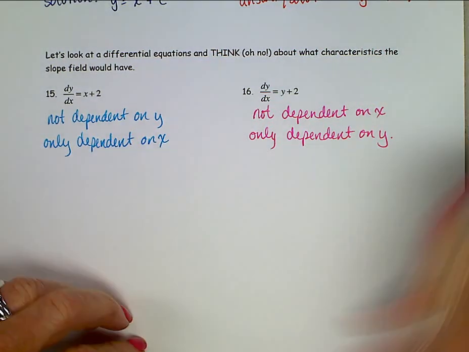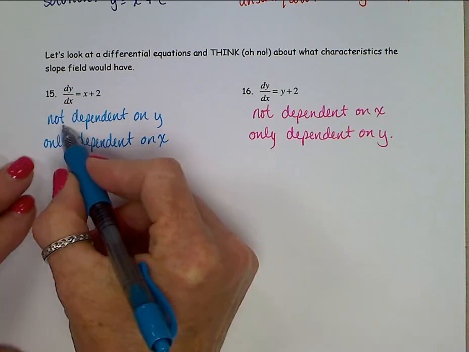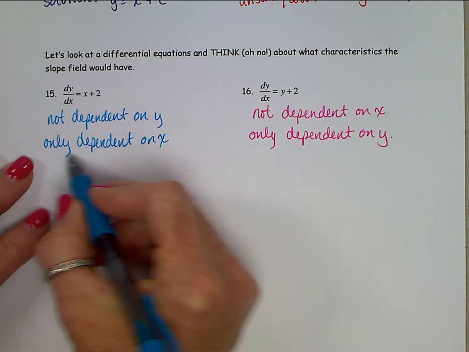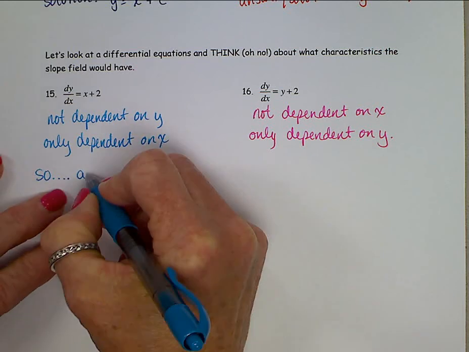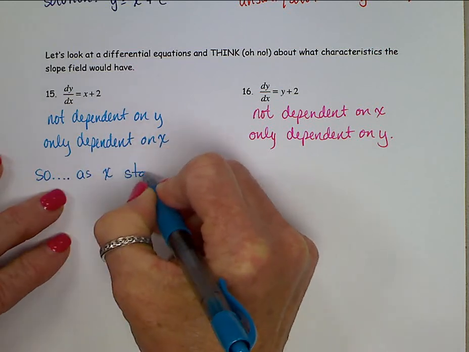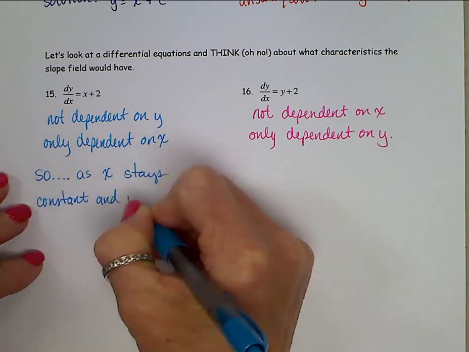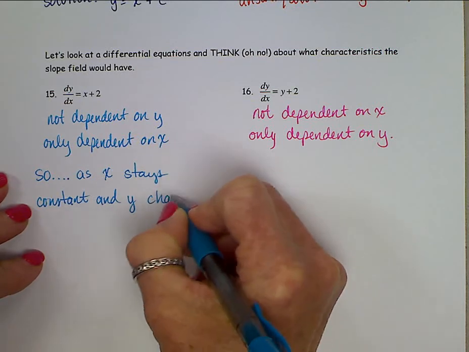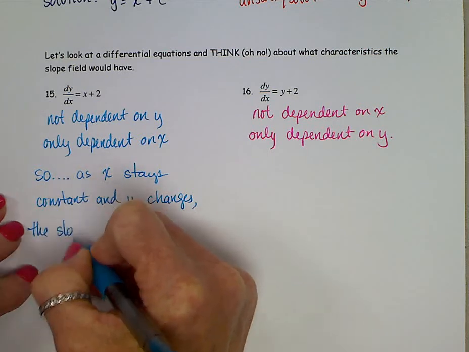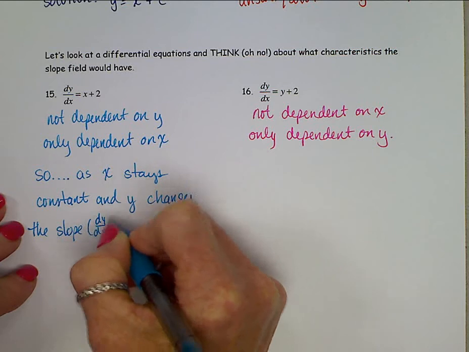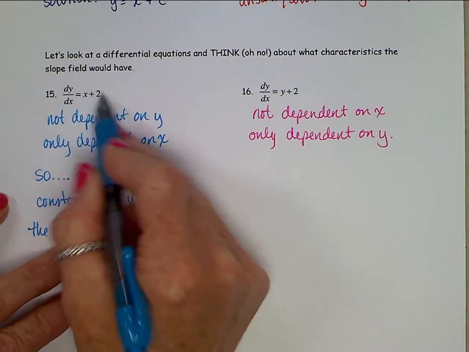Okay, so with that, let's go ahead and investigate these a little bit further. What does this mean when a derivative is not dependent on y, it's only dependent on x? That means that as x stays constant, and y changes, the slope dy dx also remains constant because that's not dependent on what y is doing.